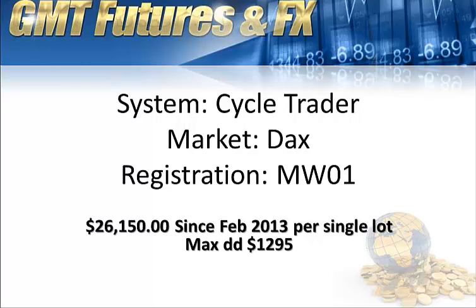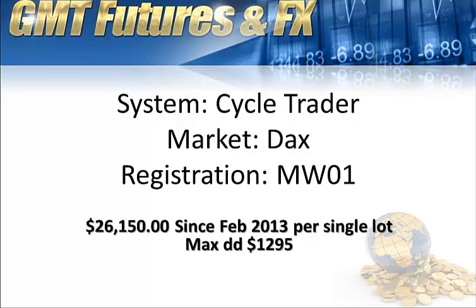I'm going to take you through one of the systems in our DAX portfolio. So we've got a portfolio of systems that we trade on the DAX, our multi-system strategy. Obviously this system can be traded independently of the portfolio, but the system is the Cycle Trader. It's trading on the DAX. The registration identification is MW01. That's just our identifier code.